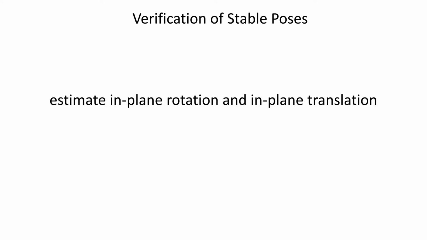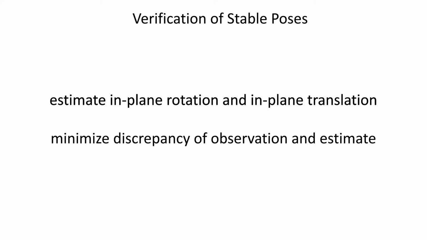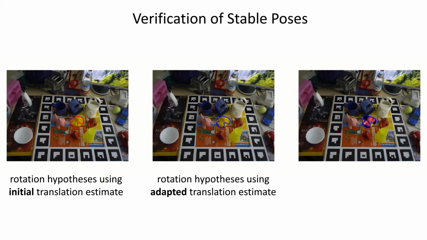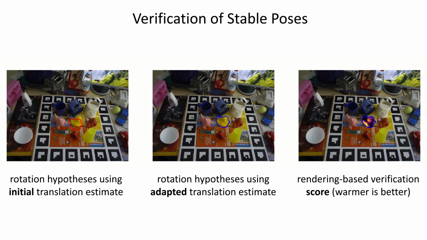To compute an object pose estimate using these stable poses, we have to estimate the in-plane rotation and in-plane translation from the observation. The pose estimate should minimize the discrepancy between the observation of the object and the rendering under the estimated pose. We achieve this by first taking an initial guess at the in-plane translation using the observed depth, generating a set of in-plane rotation hypotheses for each stable pose, adapting the translation estimate per rotation hypothesis, and finally, selecting the estimate with the lowest discrepancy based on a rendering-based verification score.